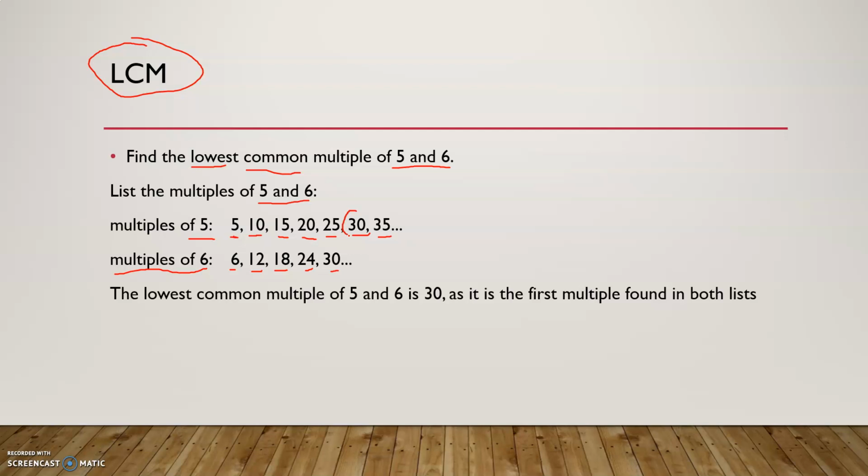Moving on to 30, and then we go 30 here. So it is common on both, and lowest. We can't find any other lowest common number out of all these, hence we have to take 30 as the lowest common multiple. So the lowest common multiple of 5 and 6 is 30, as it is the first multiple found in both lists. So 30 is our answer.